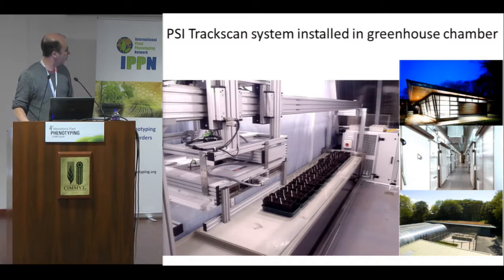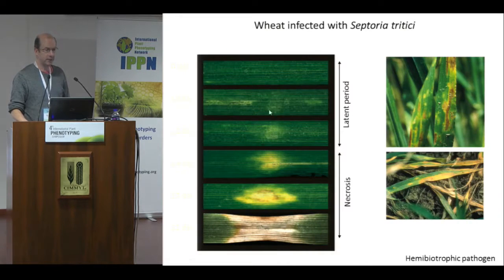We have installed a track scan system built by PSI in the greenhouse chamber. This is what it looks like. It runs along a track. This measures chlorophyll fluorescence, so we're using this for foliar diseases. Just as a quick example, here's wheat infected with Septoria tritici. This is a hemibiotrophic pathogen. It has an asymptomless stage, and then you get symptoms at the end.